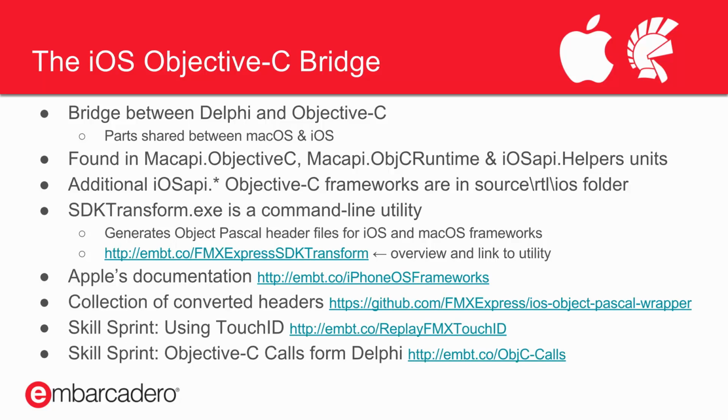There is a utility available called SDK Transform. It's a command line utility that generates Object Pascal header files for iOS and Mac OS frameworks. There's not a lot of documentation available for it, but there is a blog post on FMX Express on SDK Transform that points to a utility developed by one of our Japanese MVPs that makes it really easy to work with SDK Transform. SDK Transform is a command line utility, but with this GUI you can download from that link, it makes it really easy, so you don't have to remember all the command line options. You just fill out the user interface, click the button, and it does the work for you.